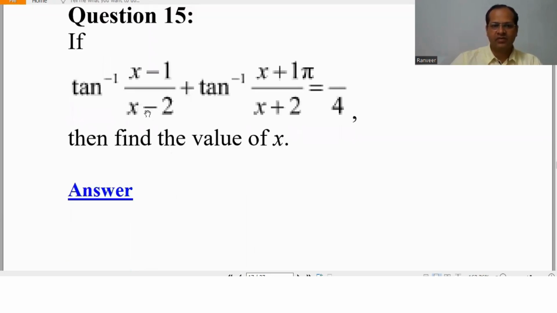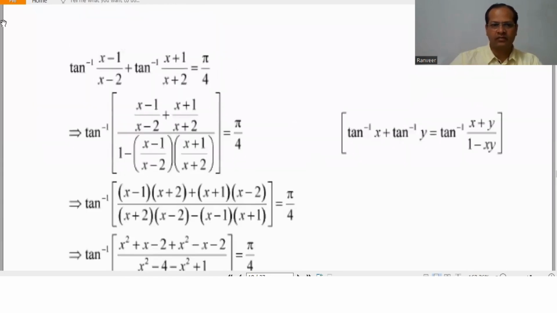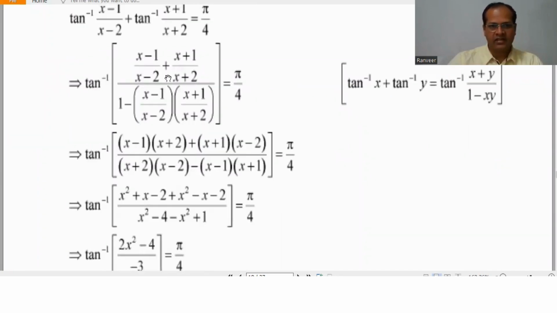Tan inverse of (x minus 1) by (x minus 2) plus tan inverse of (x plus 1) by (x plus 2). We have to prove this equals pi by 4. So in this type of question, we have to apply the formula directly. We apply the formula for tan inverse x plus tan inverse y. After applying the formula, this is pi by 4. Just solve all this part, and we get this value.